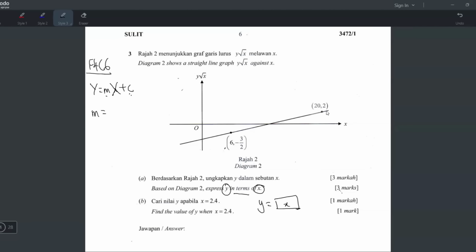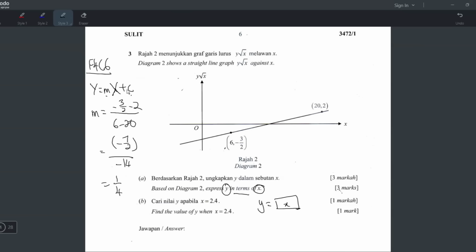Okay, to find the gradient, you have enough information because you have 2 points here. And the formula for gradient, you take y minus y over x minus x. So it will be -3/2 minus 2 over 6 minus 20. So -3/2 minus 2 will be -7/2. 6 minus 20 is -14. Negative divided by negative is positive. 7/2 divided by 14 is, sorry, 1/4. Okay. Yeah, you can use your calculator to help you. Alright, so the 1/4 later you can sub inside here, but don't sub first. Find out the C first.